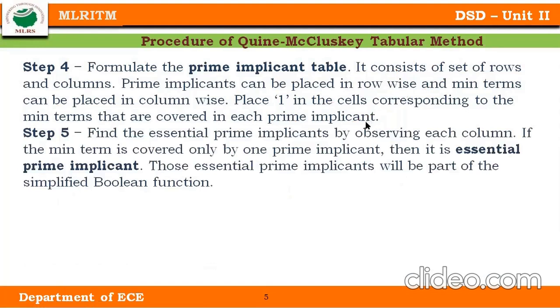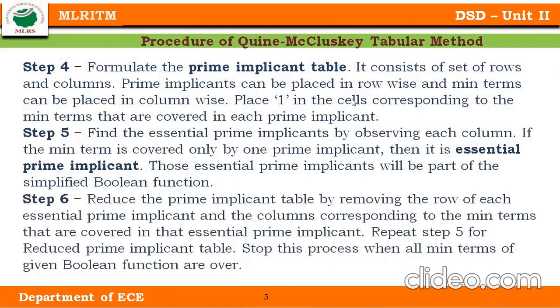Then step 5, find the essential prime implicants, which means that in the prime implicant table, if there is any column with only one cross mark, that should be an essential prime implicant, and that should be present in your output. If a minterm is covered by only one prime implicant, then that is an essential prime implicant, and that should be part of your simplified output.